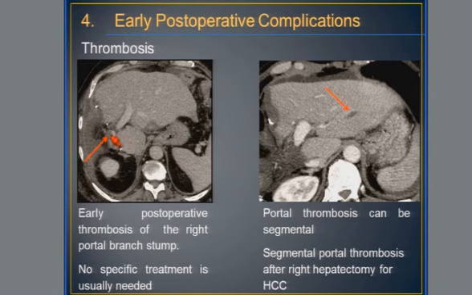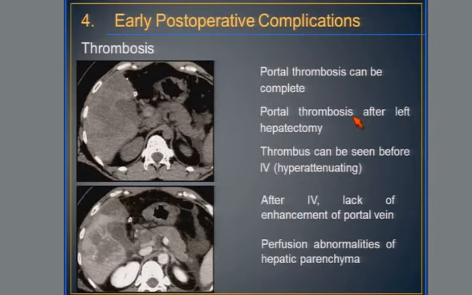This is a case of a portal thrombosis of the right portal branch stump after a right hepatectomy. There is no specific treatment. It is an incidental finding, but you have to look at the portal vein. And this is another potential complication, which is a segmental portal vein thrombosis, which can be observed after a right hepatectomy. This patient had HCC and had a right hepatectomy, and he had segmental thrombosis visible on the postoperative CT scan.